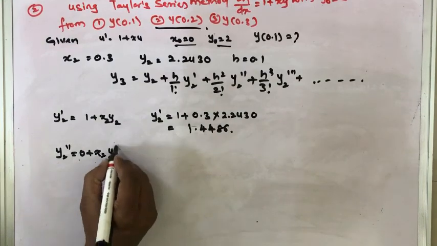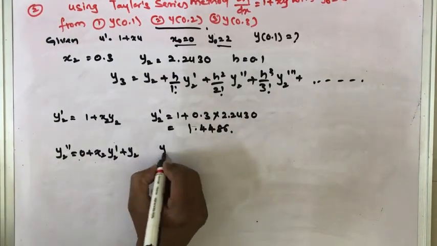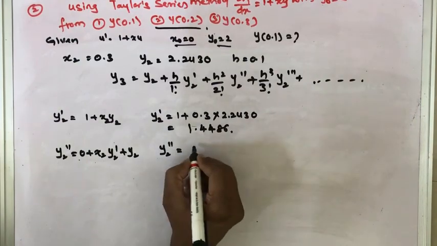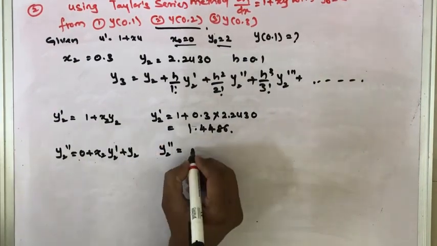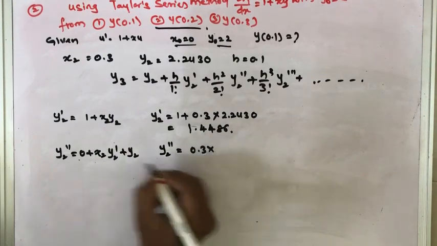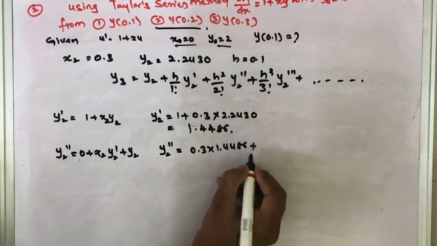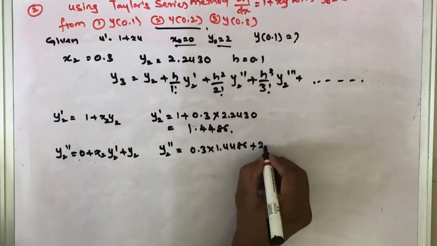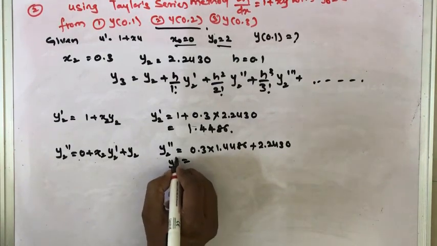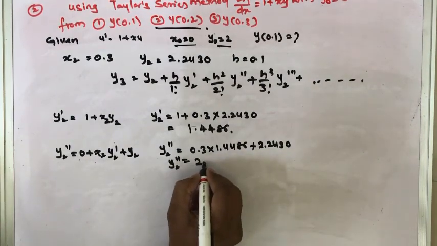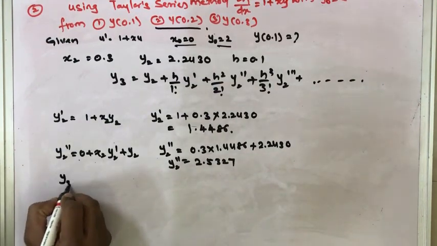Similarly, y2 double dash will be, differentiation of 1 will be 0, differentiation of x2 y2, first x2 into differentiation of y2 which is y2 dash, plus y2 into differentiation of x2 which is 1. So y2 double dash will be x2 value 0.3 into y2 dash, which is 1.4486, plus y2 value, which is 2.2430. So we'll get y2 double dash value as 2.5327.